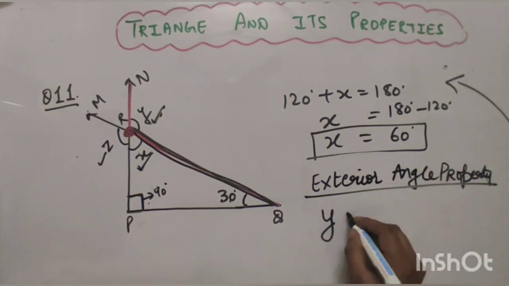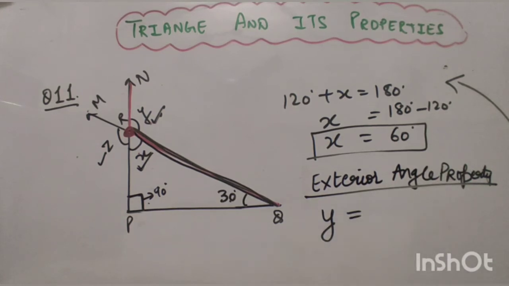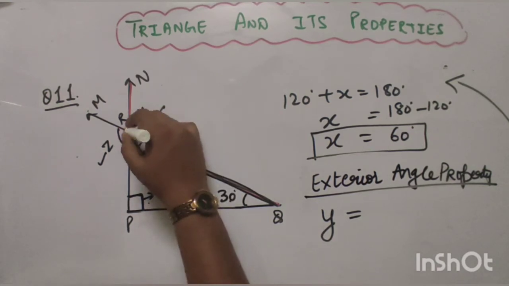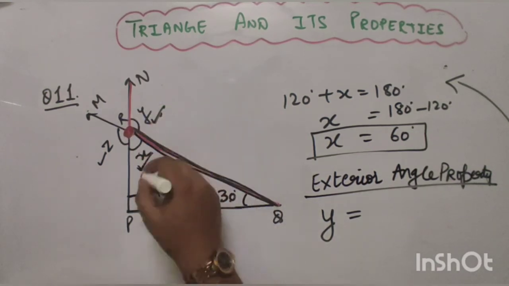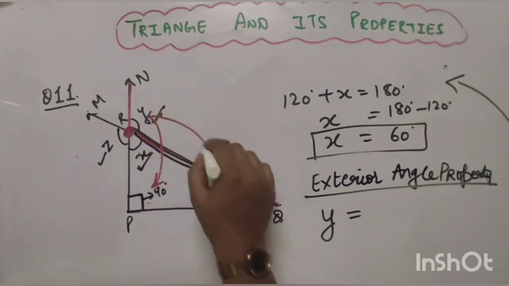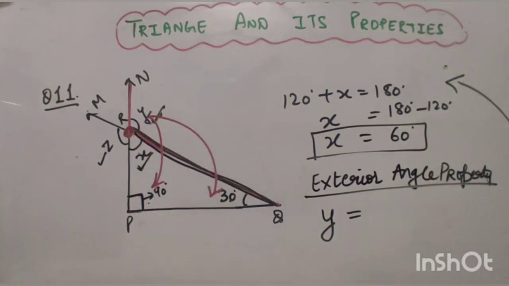So y is an exterior angle, so definitely it is going to be equal to the interior angles of a triangle. Now you can see that x is adjacent to y because they are sharing the same vertex. So the rest angles, which are P and Q, will be interior opposite angles, right?